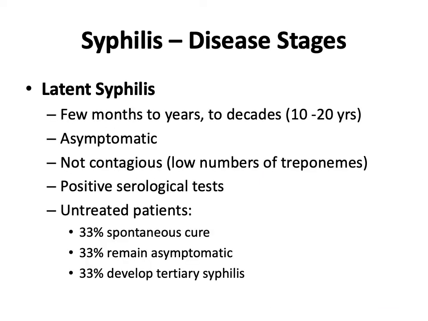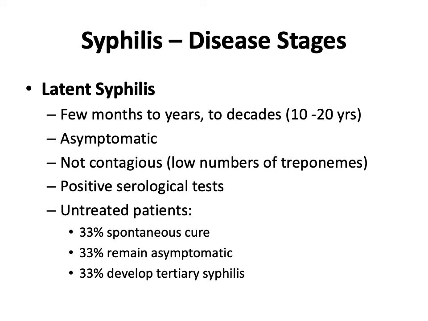The latent stage, also called latent syphilis, may last a few months, years, or even decades. The organism remains in the body, but this stage exhibits no signs or symptoms of disease. Serological tests remain positive, however, because of the low numbers of spirochetes. It is not contagious at this stage, though transplacental transmission is possible in about two-thirds of the cases.